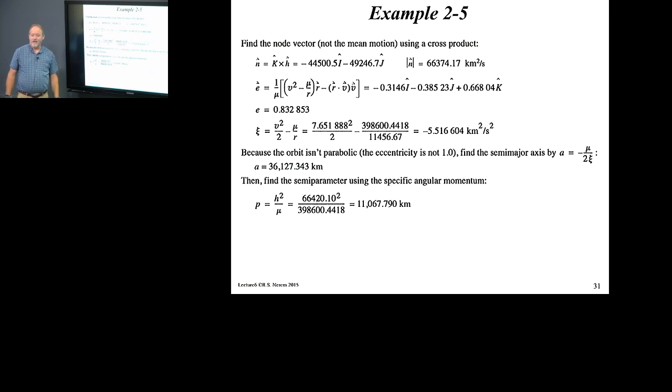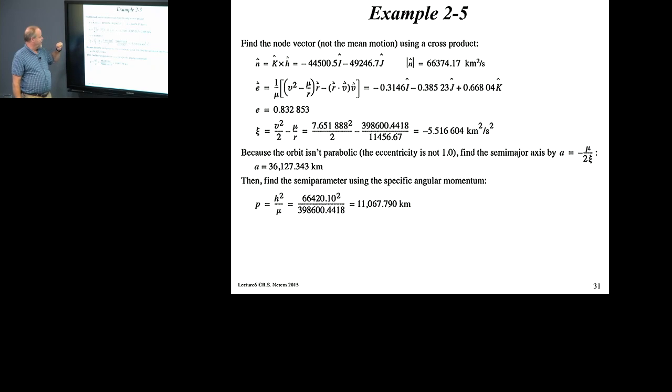The node vector you need because it shows up in the definition of the right ascension of the ascending node and also in the argument of periaps. So the node vector is just the cross product between the z-axis of the inertial frame and the angular momentum vector. So k here is just 0, 0, 1. And then the angular momentum vector is from the last slide. So you do that cross product, and you get that.